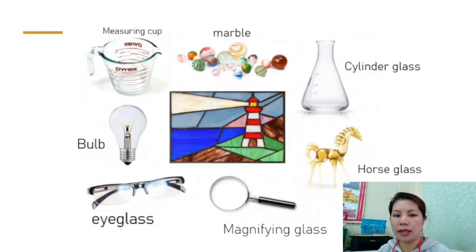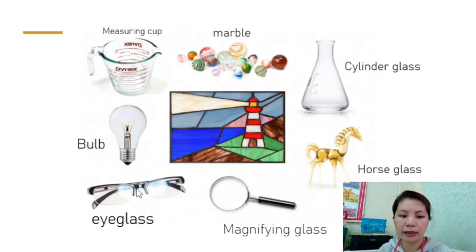Next are the things made of glass. Examples of the things that are made of glass are a measuring cup, a marble, a cylinder glass, a horse glass, a magnifying glass, eyeglasses, and a bulb. Okay, all of this is made of glass.